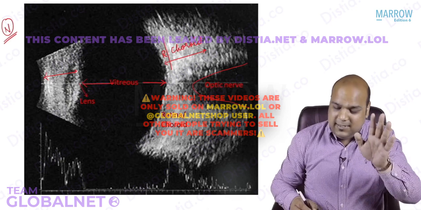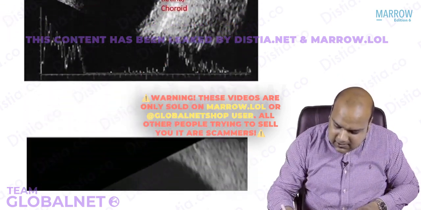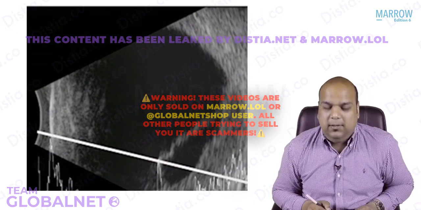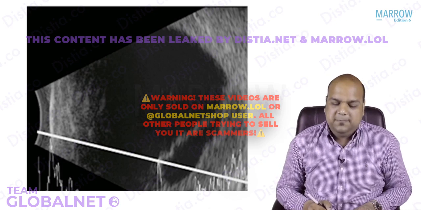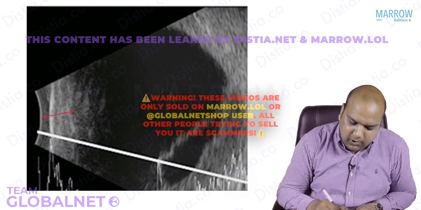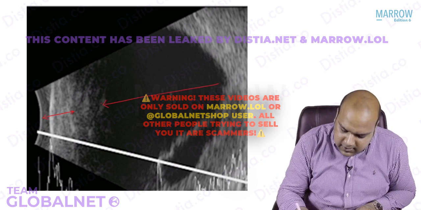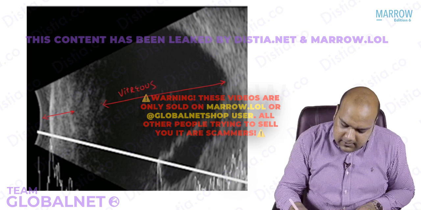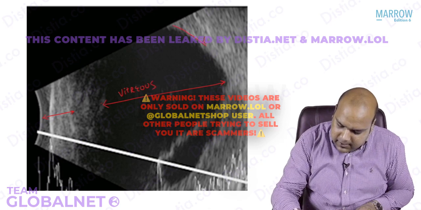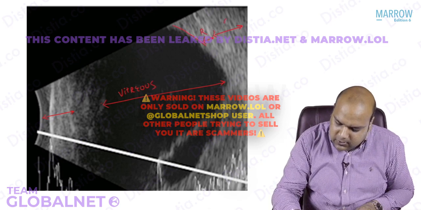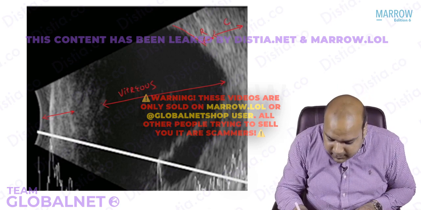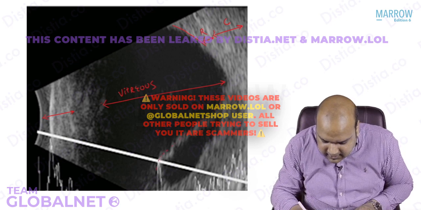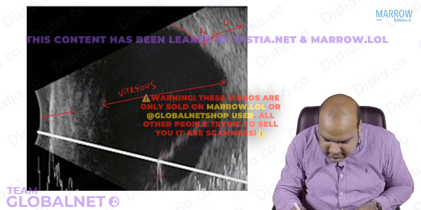Okay. So let us see an image of B scan. Let us try to understand whether it is normal or abnormal. Everybody have a look at it. Lens, not bothered. This is my vitreous. This part, white part, is retina and choroid. This part, what is this? See, this is attached to this, and it has become detached.